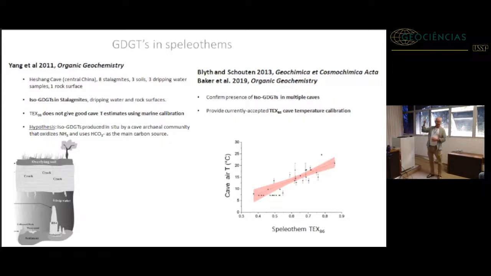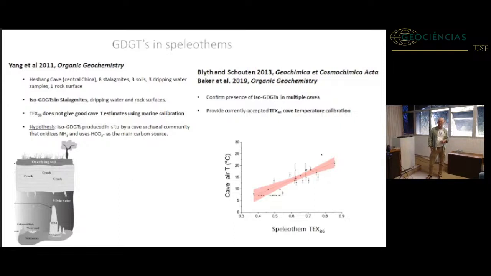Then Alison Blythe, who was working with Stefan Schouten in 2013, stepped in and did a lot of work on speleothems. And actually, it's her work, later polished up in the paper by Andy Baker, and Alison was in that, in 2019, that provides us with the now accepted calibration curve for speleothems and TEX86, which you see on the right.